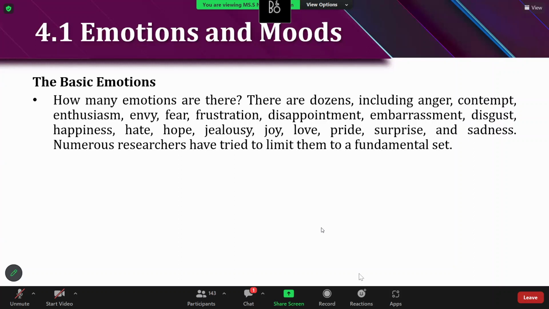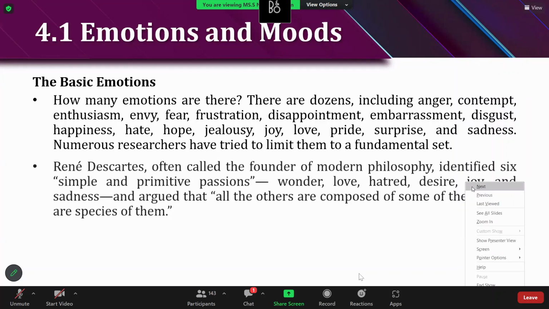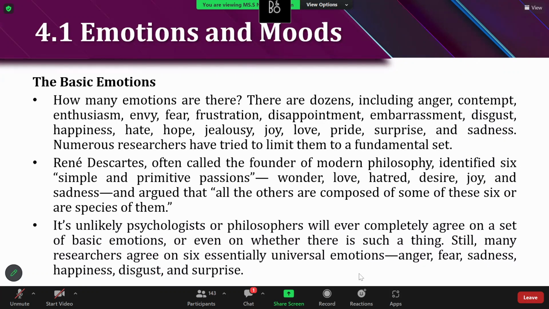Okay. So numerous researchers have attempted to find out the fundamental set of emotions, but each and every piece of research came up with different conclusions and different sets of emotions. Okay, so the modern philosopher René Descartes identified six simple, primitive passions: wonder, love, hatred, desire, joy, and sadness are the main different emotions identified by Descartes.